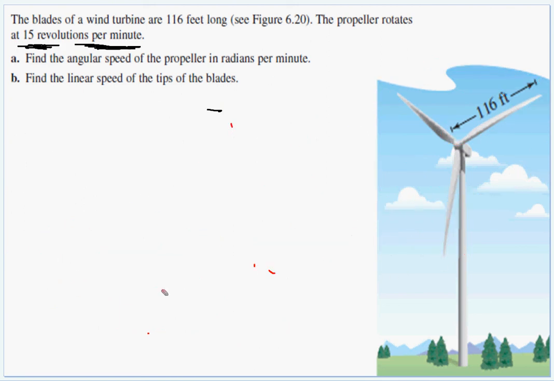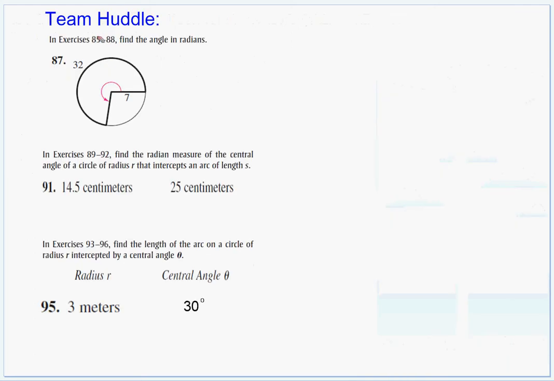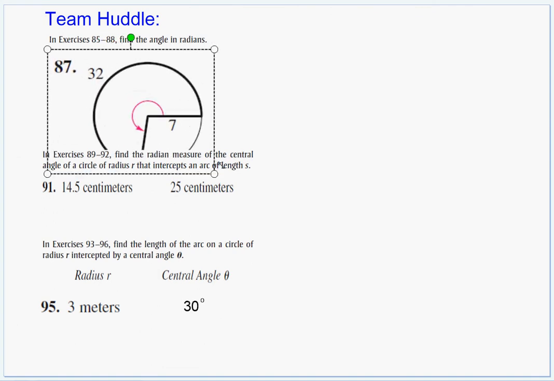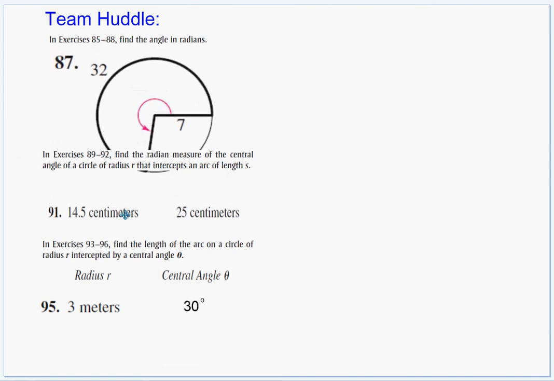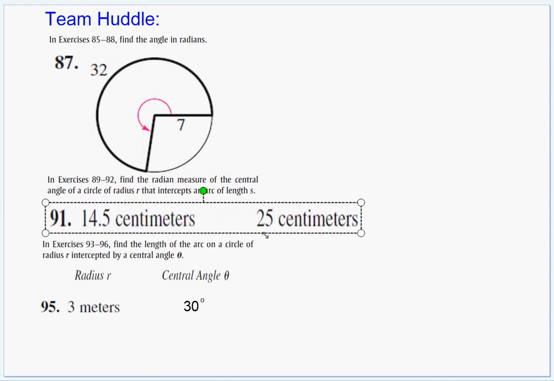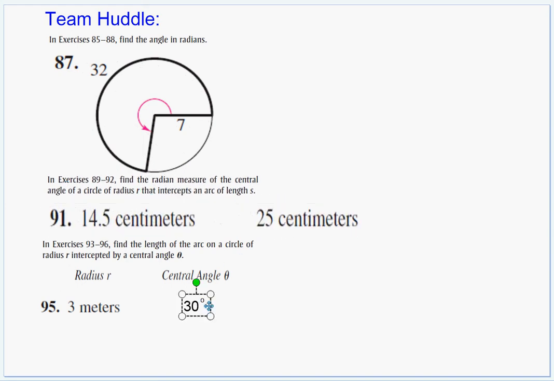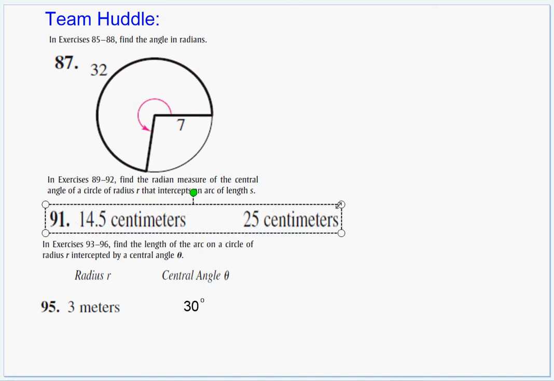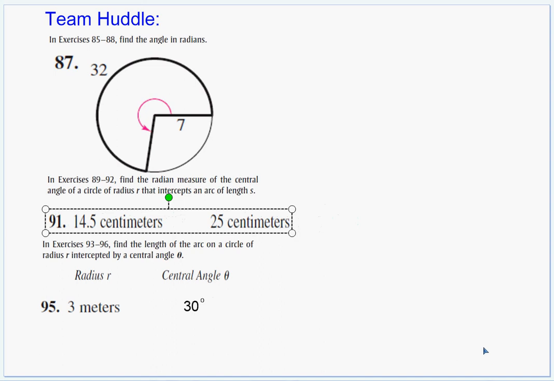And is that the last example? We got some practice problems in the team huddle. Pause the video and try the problems on your own. And I do notice here that none of these are dealing with linear and angular speed. All of these are going to use the S equals R times theta in one way or another. So pause the video and try the problems. You didn't pause the video, did you?